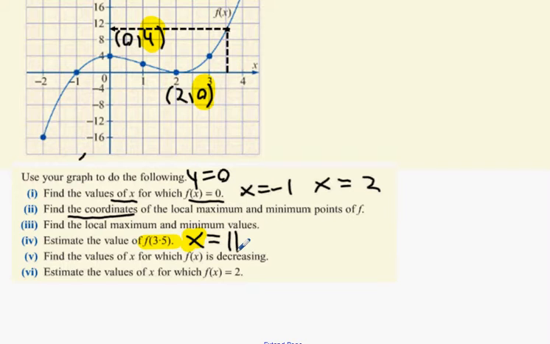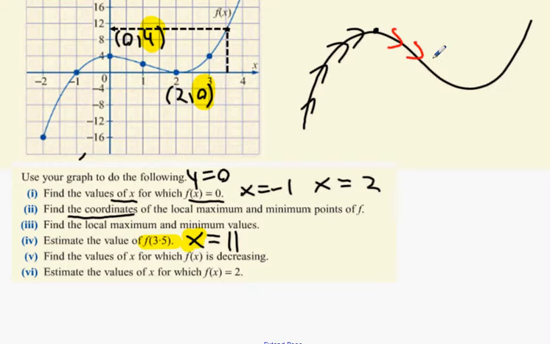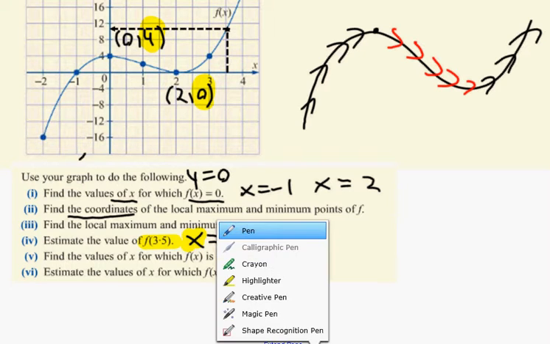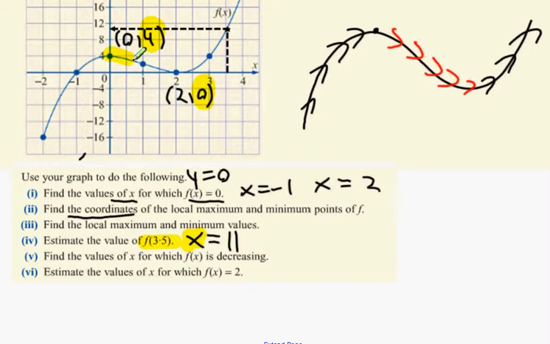Find the values of x for which f of x is decreasing. What does the word decreasing mean? You're going down a hill. So when you travel left to right, you're increasing, you're flat. Now you're decreasing, you're flat again, and then you're increasing. That makes sense? When you're on your way down, going left to right, you're decreasing. When you're on your way up, you're increasing. So where do we start decreasing, guys? The x value of 0 all the way down to an x value of 2.